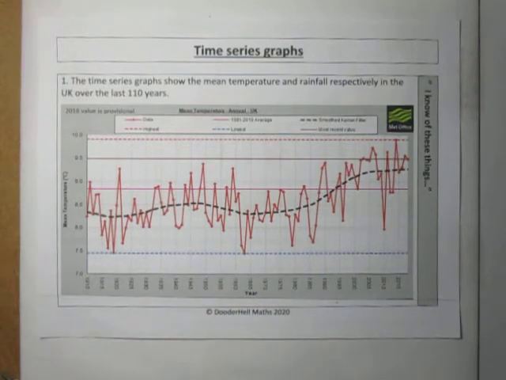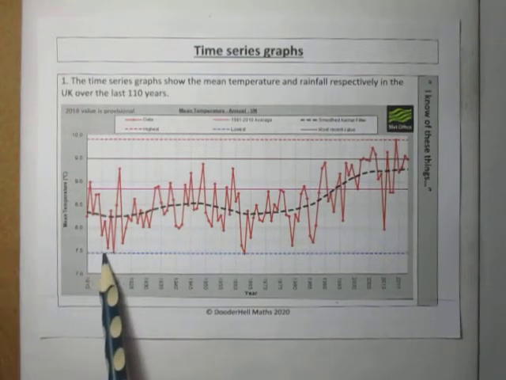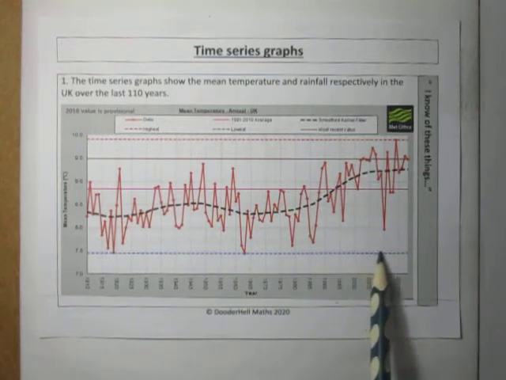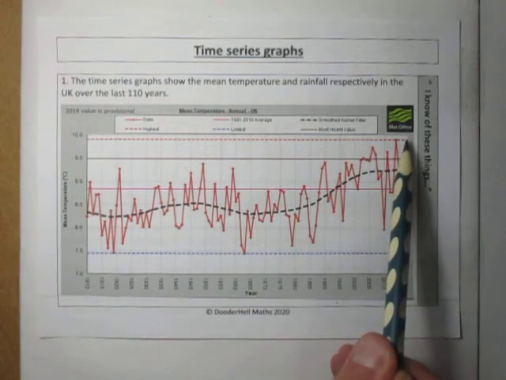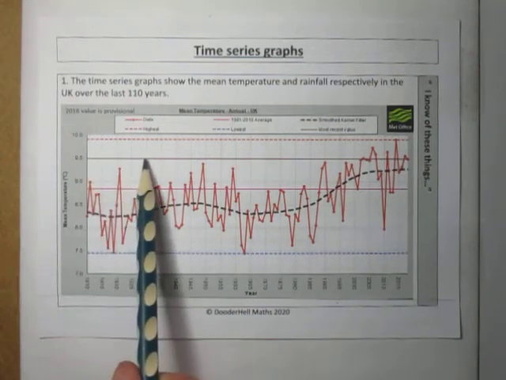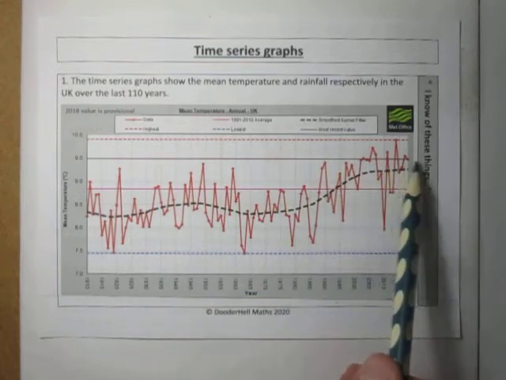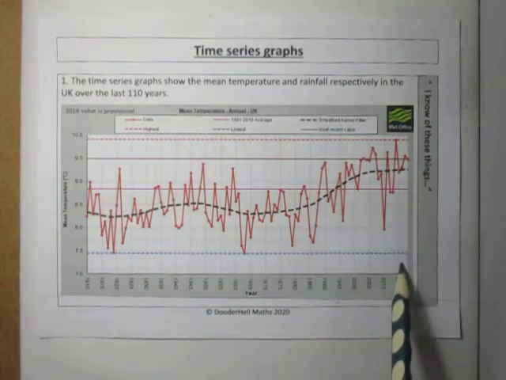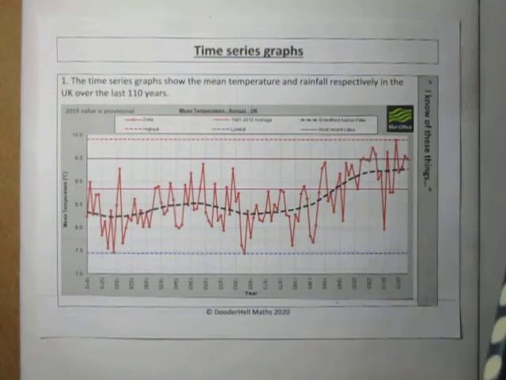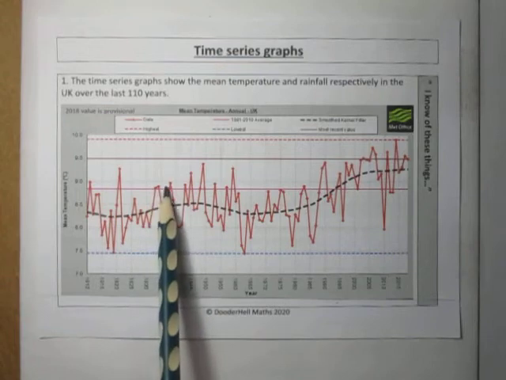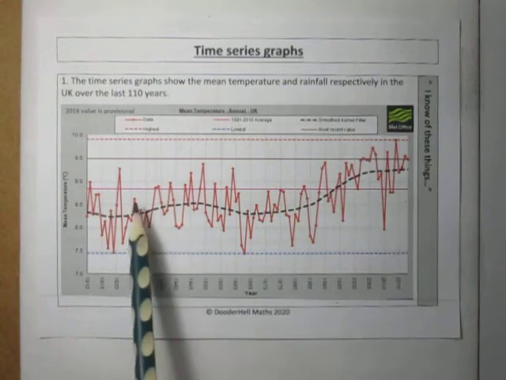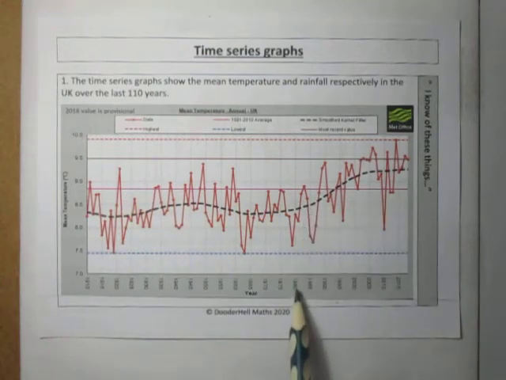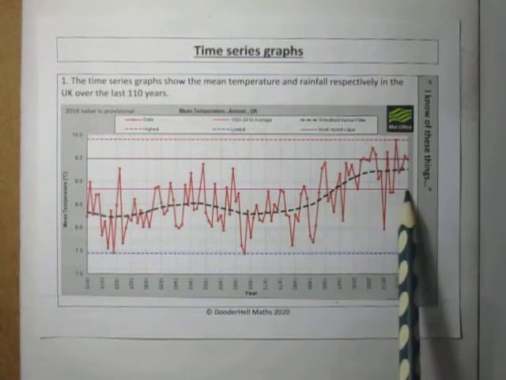Now there are various other bits of information given on this time series graph. The blue dotted line is the lowest value achieved over that 100-year period. The red dotted line is the highest value achieved over that period. The brown line reflects the most recent value, so for 2015, that's the one there. And then this pink line through the middle is the 1981 to 2010 average, so it's an average from a specific 30-year period from here onwards.